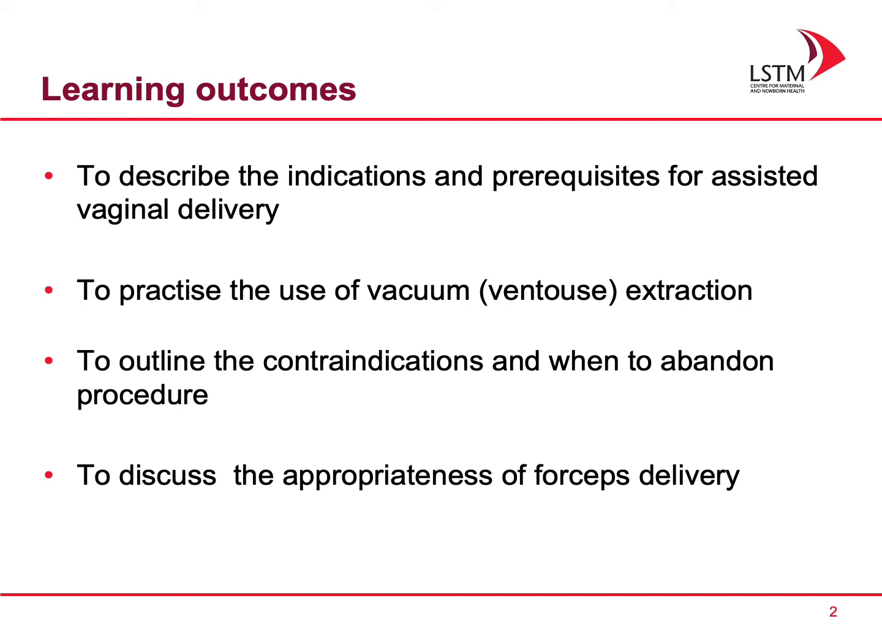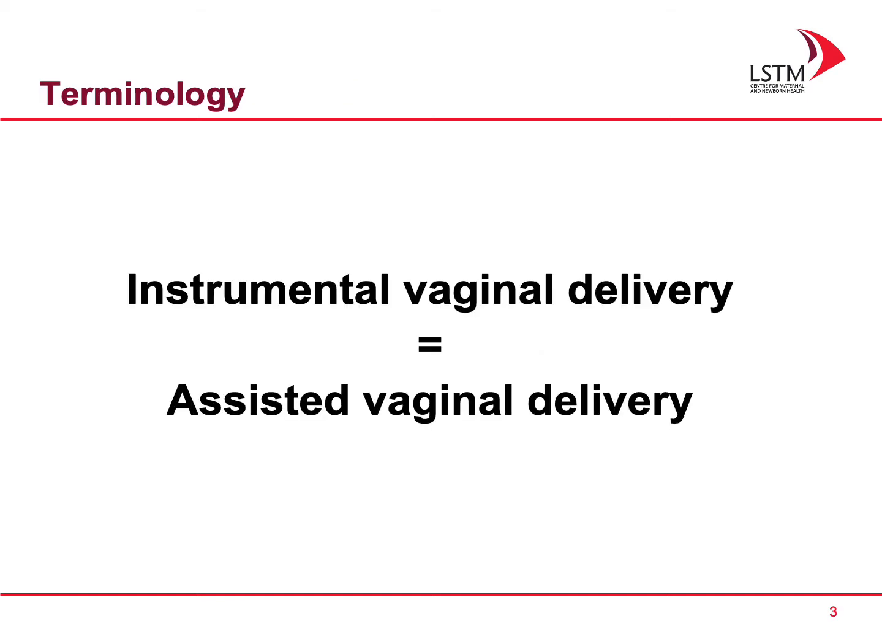And then each of us will get a chance to watch videos on the same, and then we'll outline some of the contraindications, or when do you say this procedure has failed, and then we'll look for other ways of delivering this baby. We'll also look at the appropriateness of forceps delivery. So you hear people talk about instrumental vaginal delivery, others talk of assisted vaginal delivery. Essentially these are the same, different terminologies essentially meaning the same thing.